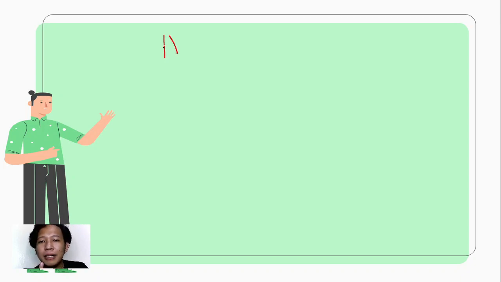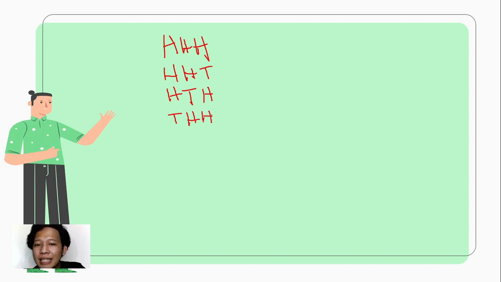times, pwedeng lumabas ay 3 heads, di ba po? At pwede din naman na dalawa lang yung heads. In such a way na, let's say for example, yung unang lumabas ay 2 heads, tapos sa huli yung isang tail. Pwede din naman na nasa gitna yung tail. Okay, sa pangalawang try. And then, pwede din naman na nasa una yung isang tail tapos nasa dulo yung 2 heads. So, ito yung mga posibleng outcomes natin kapag flip natin yung coin tapos 2 heads ang lalabas.